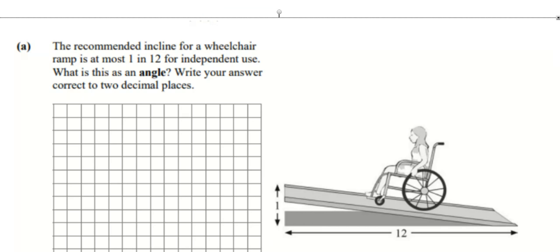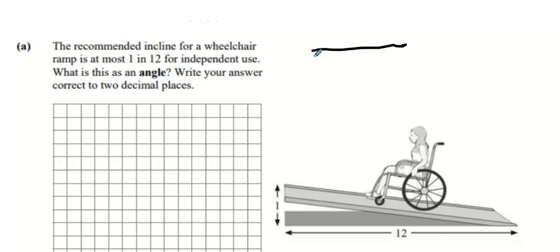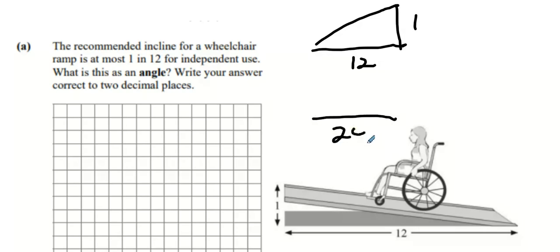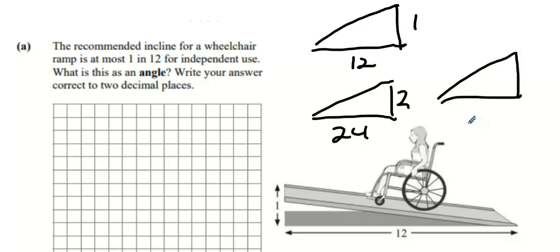When they're talking about a 1 in 12 ramp, what you're saying is that it has to be in the ratio of 1 is to 12. So as an example, I could make a ramp 24 across and 2 up. Is that still a ratio of 1 in 12? It is. Because what's 2 divided by 24? 1 in 12. What happens if we did 120 and 10? Is it still 1 in 12? Yeah. Just be clear about that.